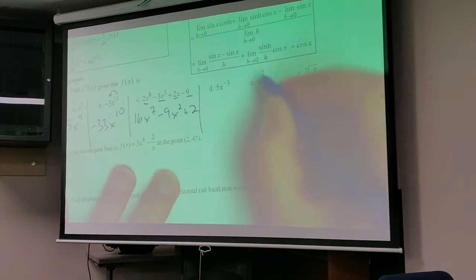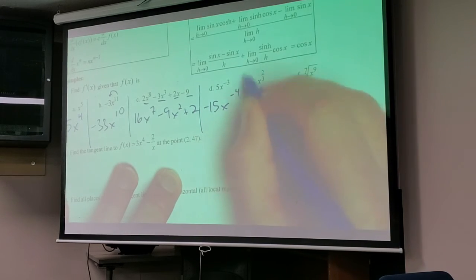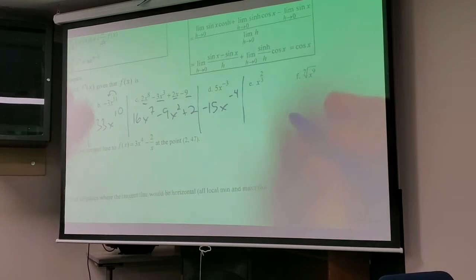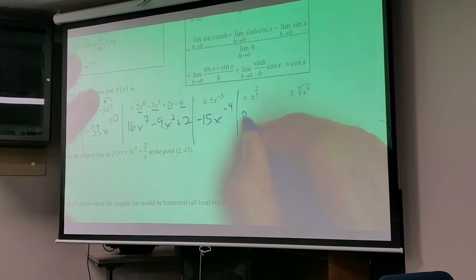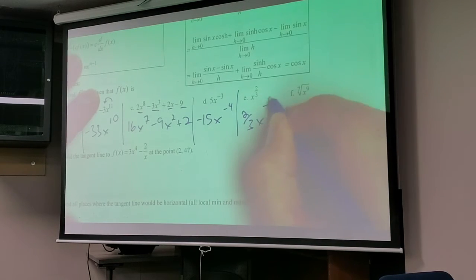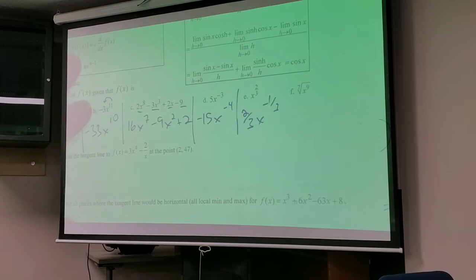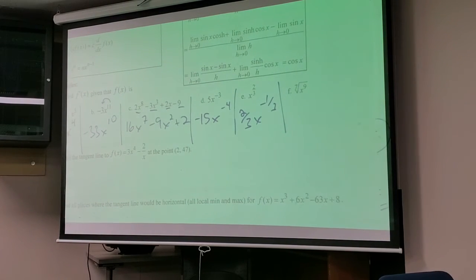There it is again. I like it. This one's easy. Good. 2 minus 3 is negative 1. That's a quick way to do that. Here's where I get really nifty answers.